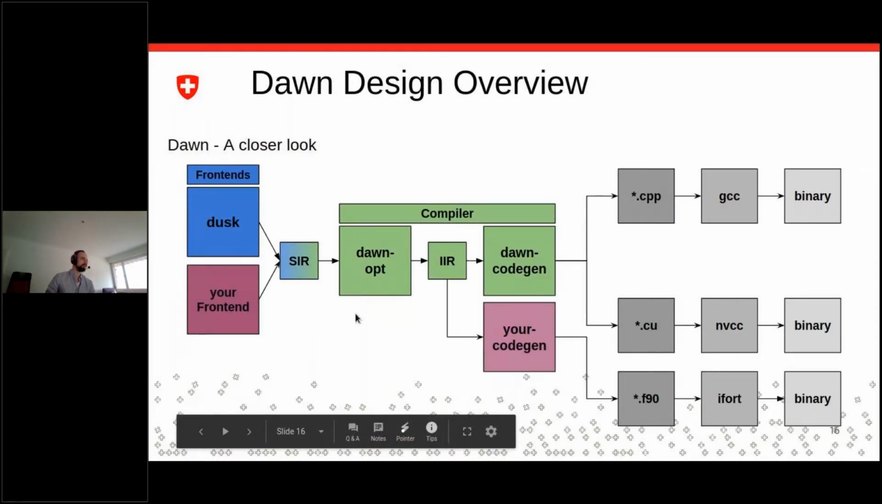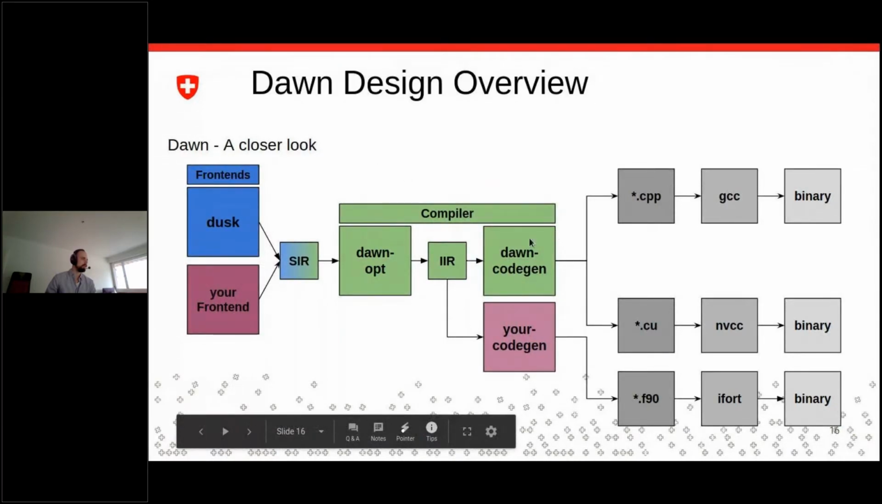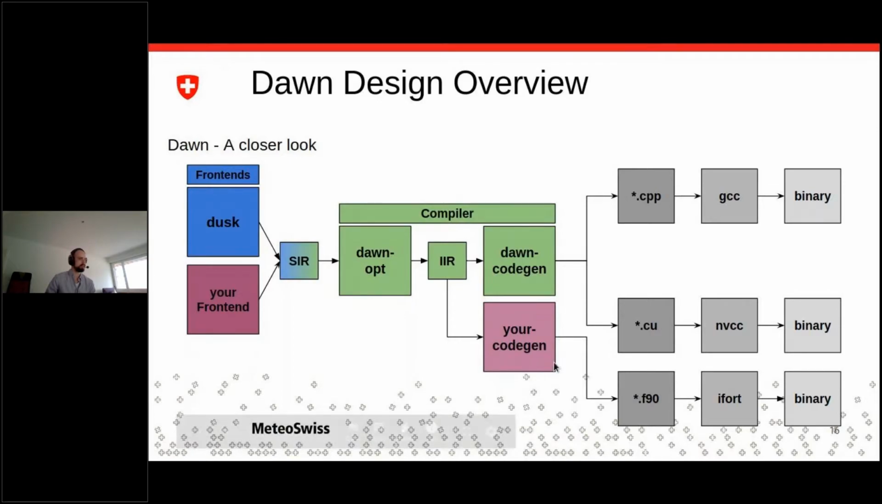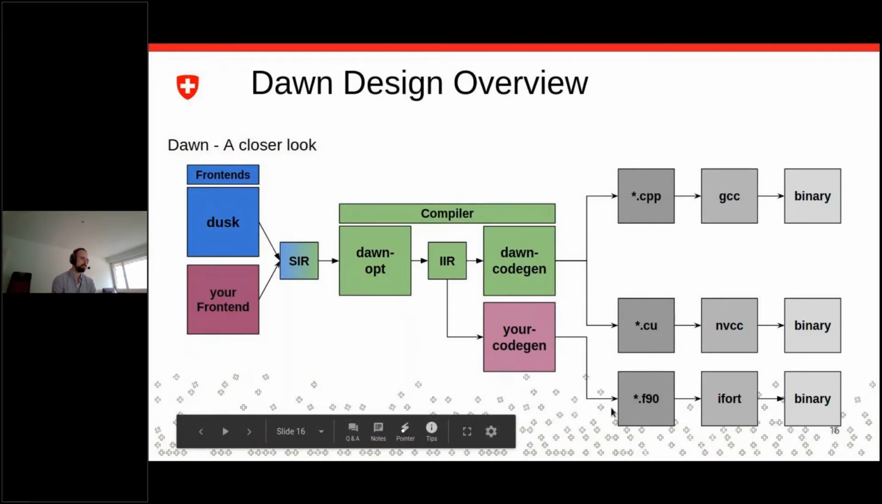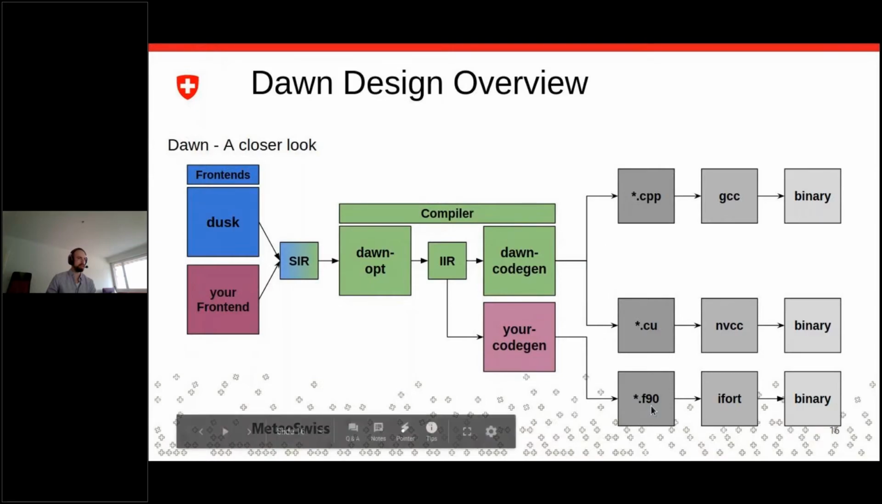The good thing about this is that it's modular, and we can add new components to it. Firstly, we can add new front ends that produce SIR, and as long as they respect this interface, it should work out fairly well. Next, you can also hook in your own code generation framework. As an example, you could create a code generation framework that generates human-readable Fortran code, which can then be compiled with a Fortran compiler to get a binary object.